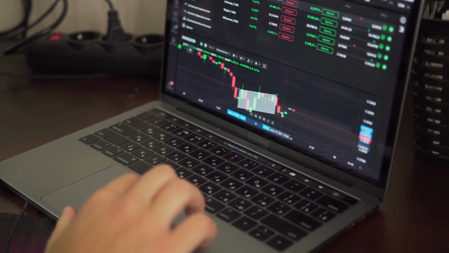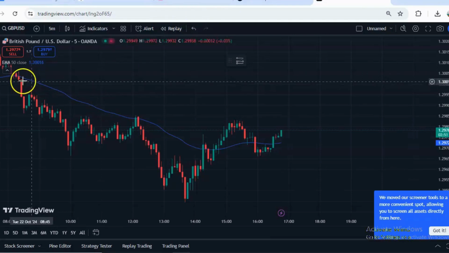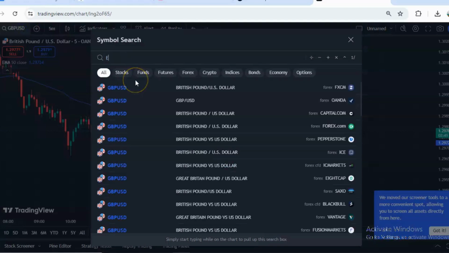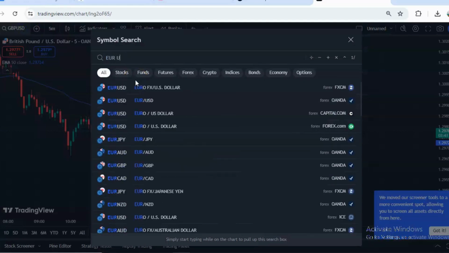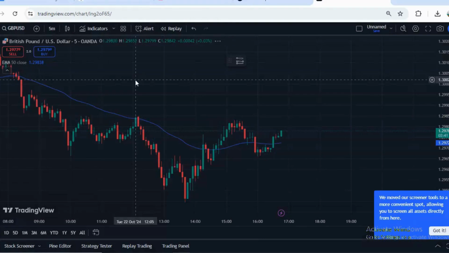So we can go to TradingView and then maybe look at a few of the currencies. As you can see here, we have USD JPY. We can come here and search for Euro USD.